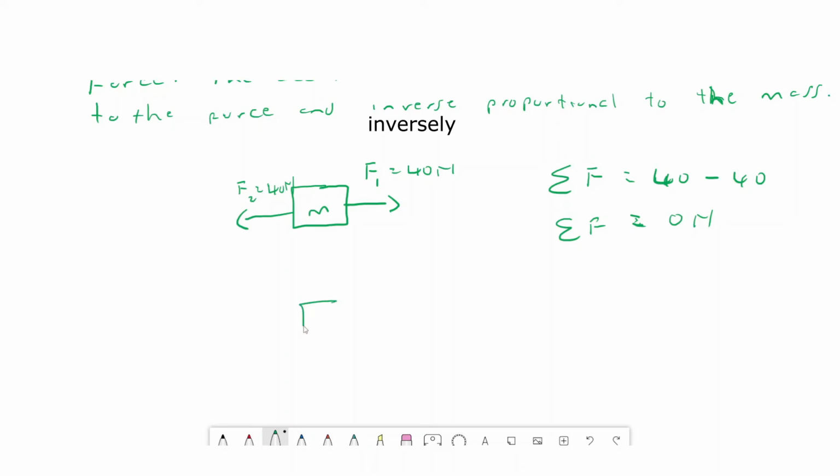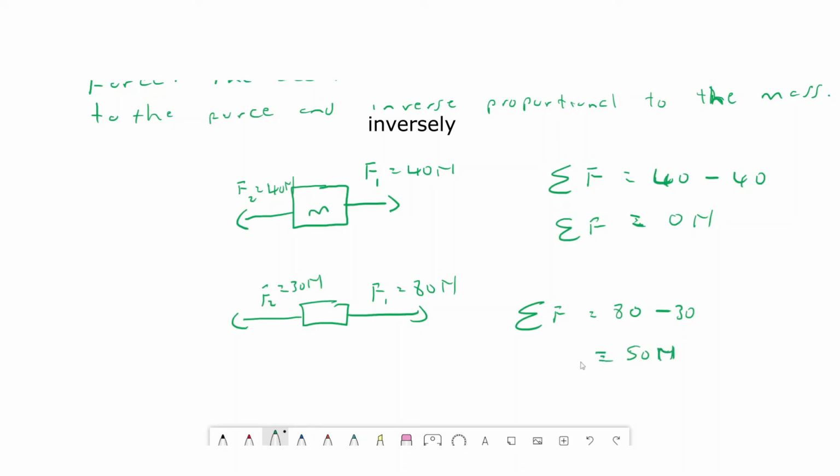Now, this sum of the forces is what we call the net force. Another example would be, let me say I have F1, F1 is 80 Newton, and then I have F2, and F2 is 30 Newton. Find the sum. For the second one, F1 is 80, positive, F2 is minus 30. So you can see that the second one has a sum of all the forces. This sum of all forces is what we call a net force.